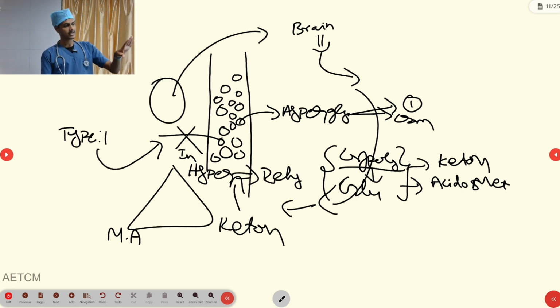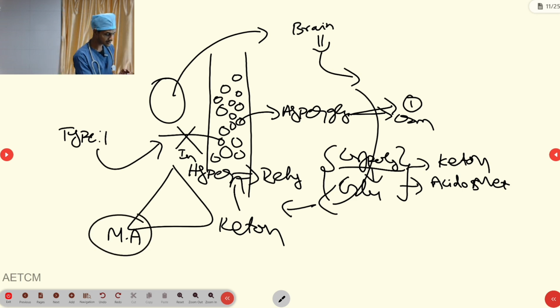In these three, you have to remember hyperglycemia, ketone bodies, and metabolic acidosis. Metabolic acidosis is a differentiating factor between DKA and HHS. Means in HHS you won't get the metabolic acidosis. That reason and all I will explain in the next presentation. But in DKA alone you will get the metabolic acidosis.